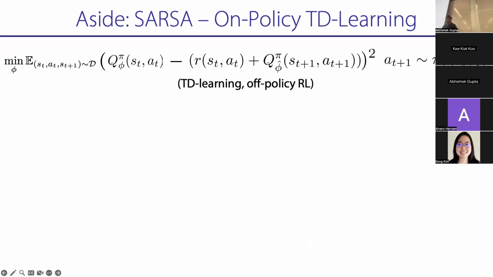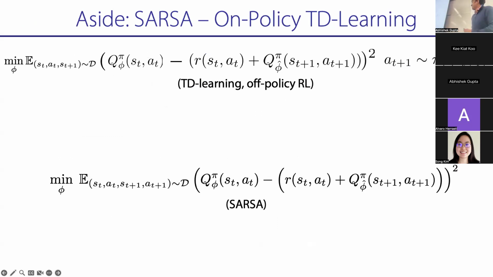Cool. Alrighty. So I thought one thing that would be interesting to know about is this algorithm called SARSA. This is the algorithm we've discussed so far, which is TD learning. Remember that the thing on the left is a_t, which is coming from your data. The thing on the right is a_{t+1}, which is coming from your policy. So it's off policy.